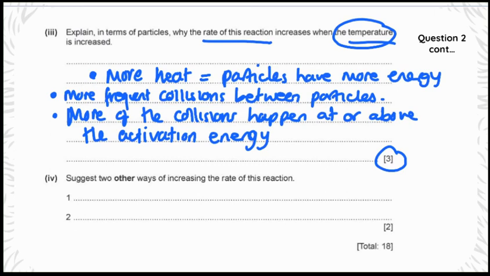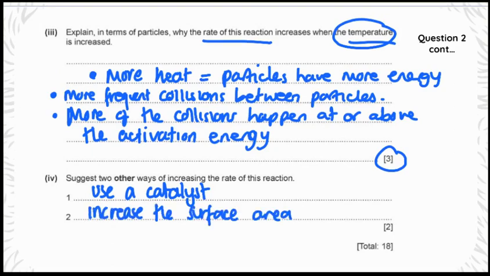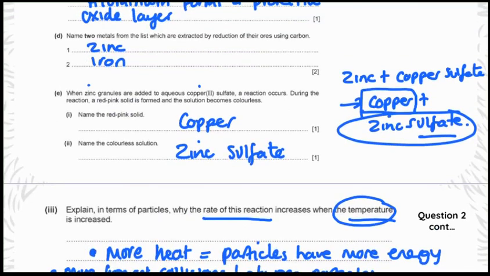Suggest 2 other ways of increasing the rate of this reaction. Well, there are many ways that we could increase the rate of reaction that we learned about in our energy module. So we could use a catalyst. We could also increase the surface area. Another thing that we could do is increase the concentration. So here we've got zinc granules. So if we made it powder instead of granules, or if we just use smaller granules, that would increase the rate of reaction.